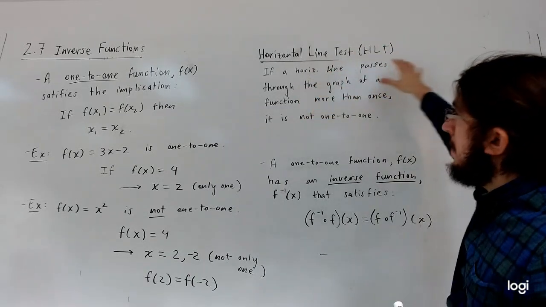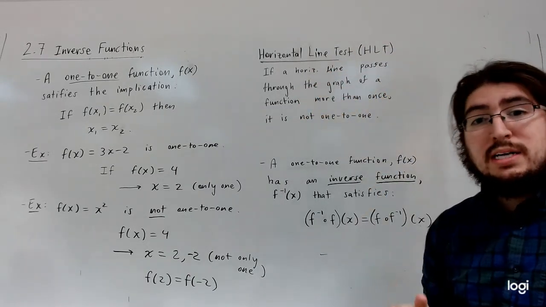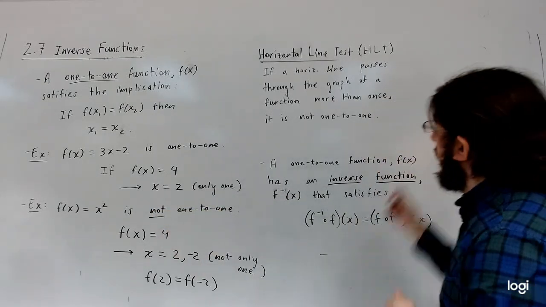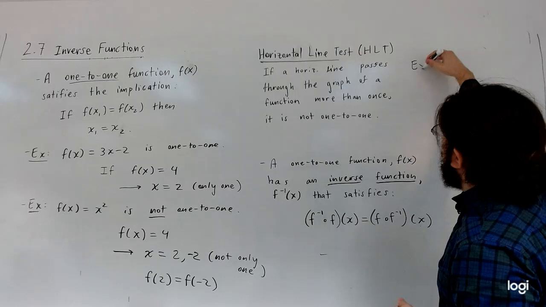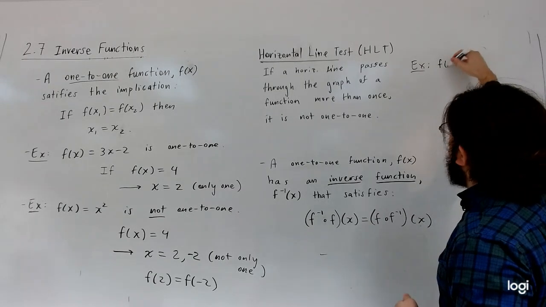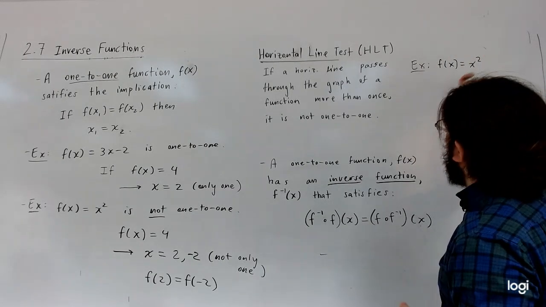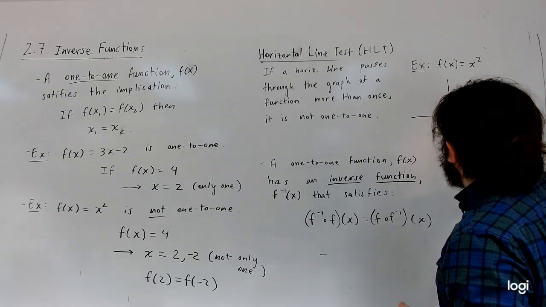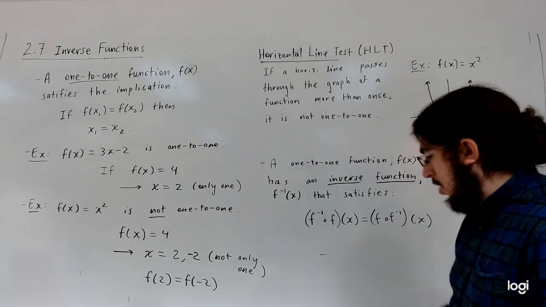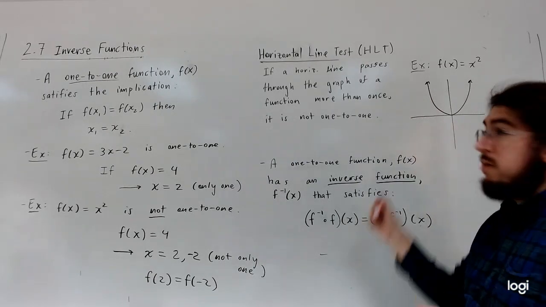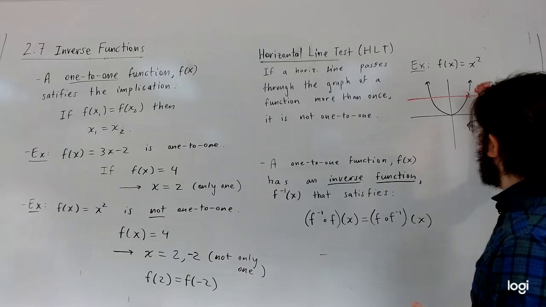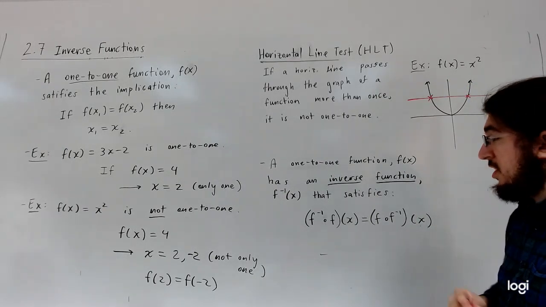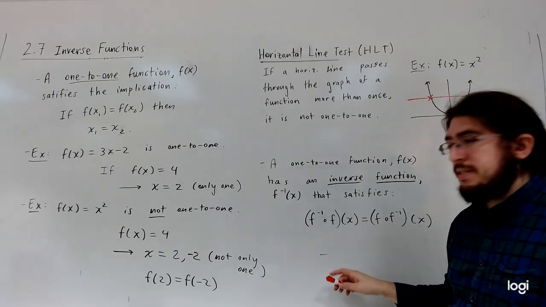If a horizontal line passes through the graph of a function more than once, then the function is not one-to-one. And here's a really good example of that. Just as a quick example off to the side here, if we graph f of x equals x squared, what does the graph look like? Well, it's an upward parabola like we've seen before. And notice, almost every horizontal line you can think of will pass through the graph of the function more than once. So it's not a one-to-one function because it fails the horizontal line test.